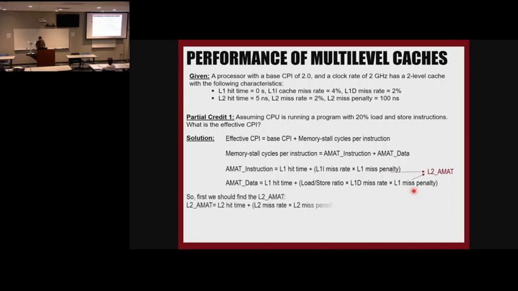So now what is L2 AMAT? L2 AMAT follows this relation. L2 hit time plus L2 miss rate multiplied by L2 miss penalty. And that's the information that we have here. L2 hit time is 5 nanoseconds, L2 miss rate is 2%, L2 miss penalty is 100 nanoseconds. So this is the part. After this point, you basically know how to solve this question.